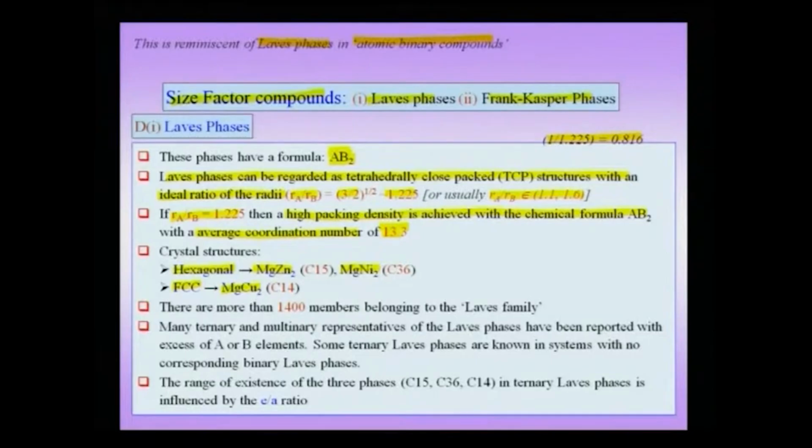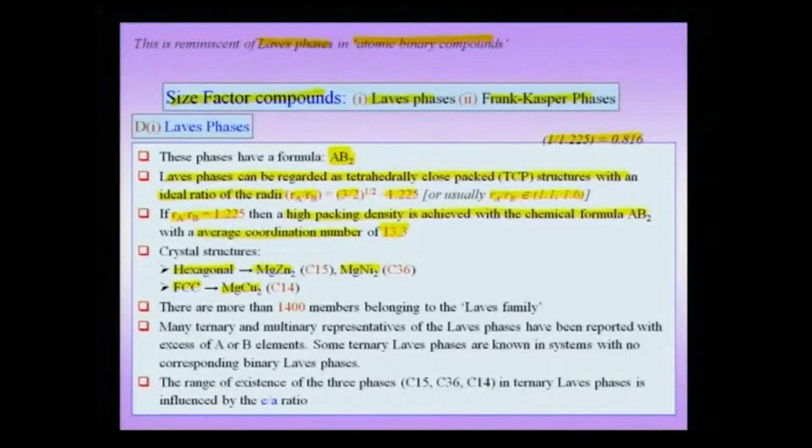Now, of course, you might say that the maximum coordination possible in the case of, for instance, FCC or HCP is 12, but that is for monodisperse sizes. Monodisperse means you have spheres of the same size, but when you consider two sizes, then you can have a higher coordination number, which can be 13.3 in the case of Ra by Rb being about 1.225.